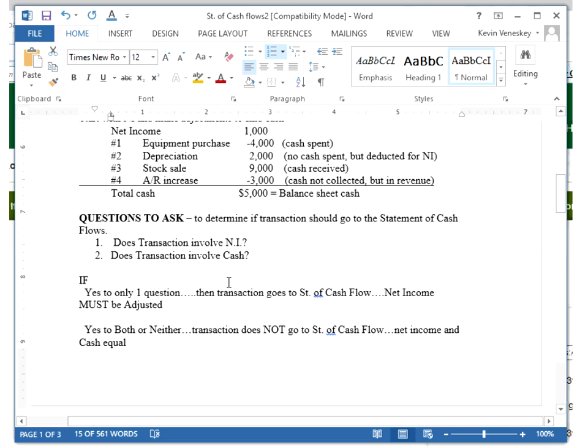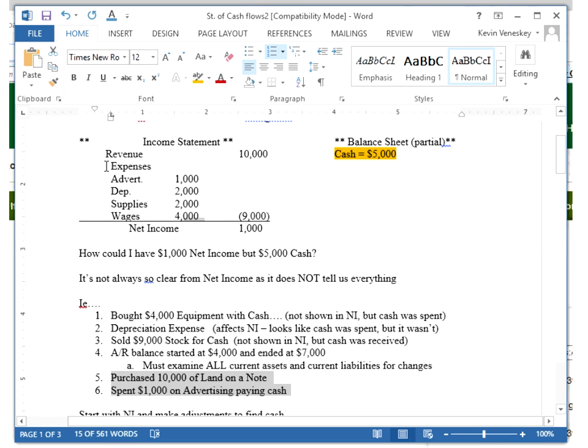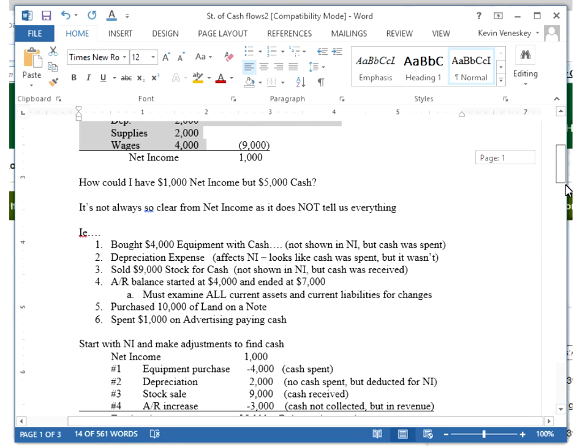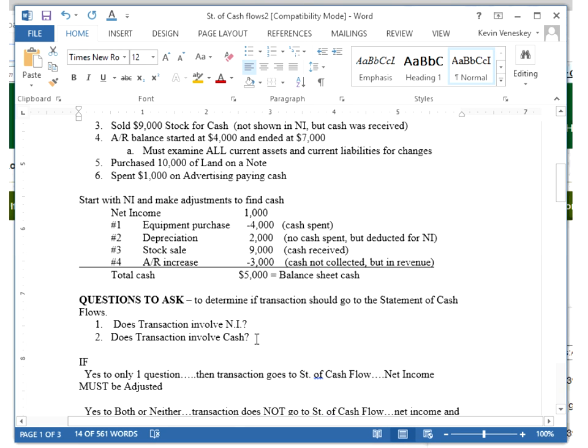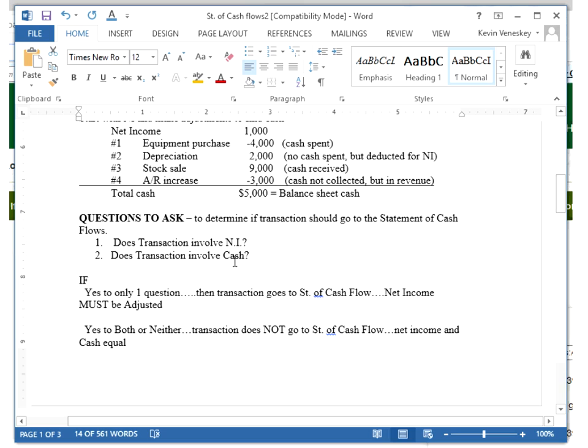The 2 questions you need to ask yourself: A, does the transaction involve net income? If it does involve net income, that means it needs to be a wage, an expense, or a revenue account. If it's not a revenue or an expense account, it doesn't involve net income. And the other question you want to ask: does the transaction involve cash?